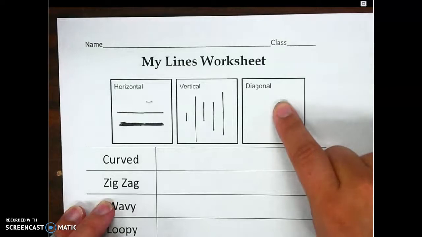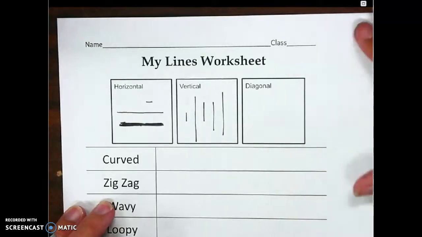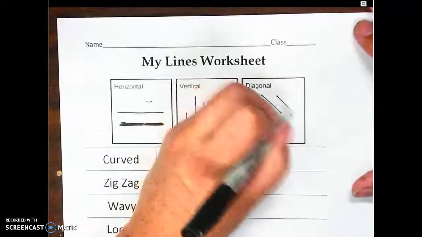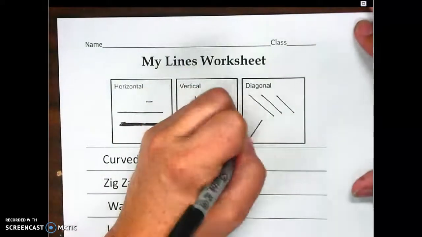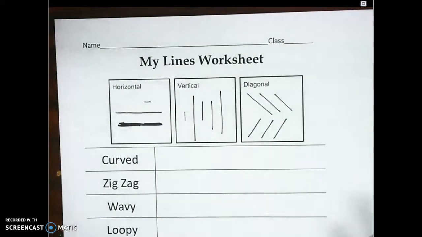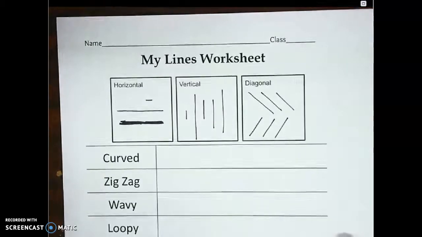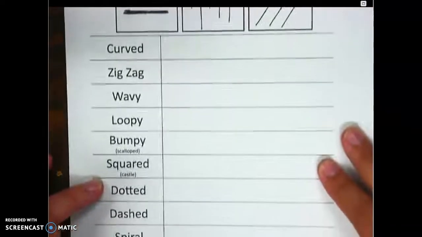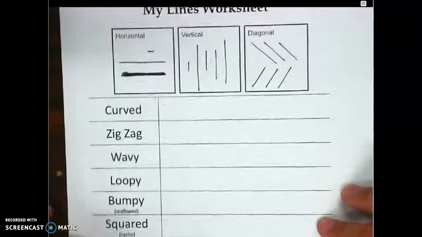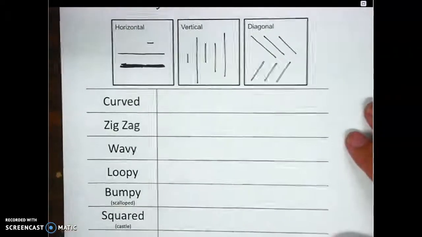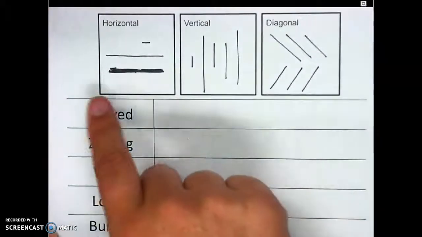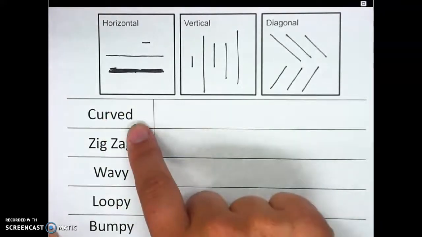Next is diagonal. Diagonal lines. The fun thing about diagonal lines is that they can lean this way, or they can lean this way. Go ahead and try. Zoom in just a little bit more, and we're going to move on to these next sections of lines.